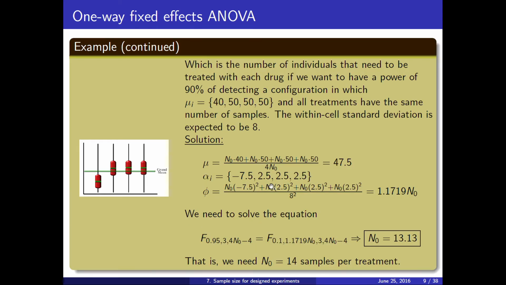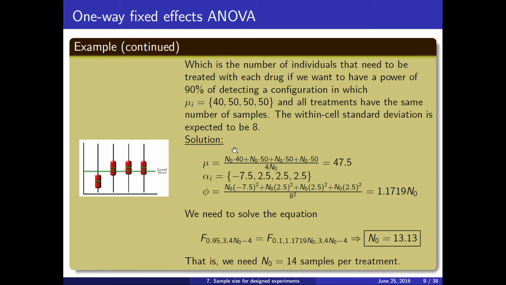Let's say that we want to design a study to detect a change of 10 in one of the groups. We are measuring values, the overall mean is 50, and we want to be able to detect a change of 10 in one of the groups. Let us assume that the within-cell standard deviation is expected to be 8.